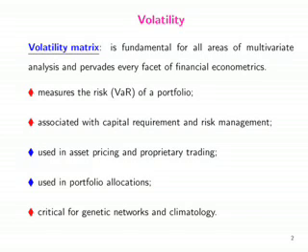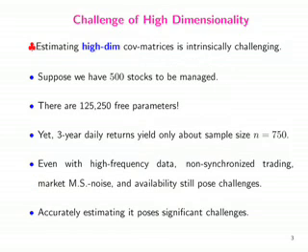If you move beyond finance, it is also critical for genetic networks, climatology and so on. So let me put ourselves in perspective on what the problem is. Estimating a high dimensional covariance matrix is intrinsically challenging. Suppose I just give you 500 stocks to be managed. If you use non-parametric, model-free methods, there will be 125,000 parameters involved. If I give you 2,000 stocks to manage, you'll have over 2 million elements.